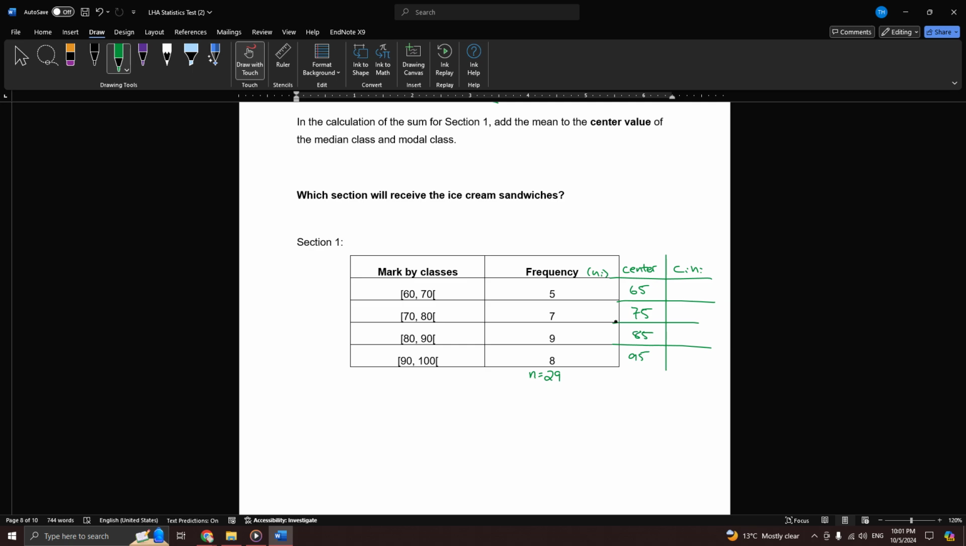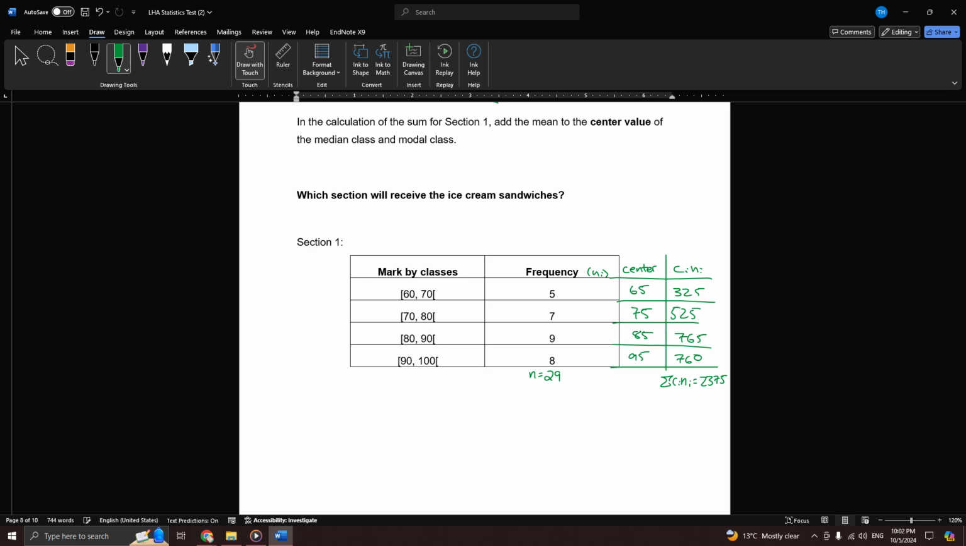Okay, so 5 times 65, that is 325. 7 times 75, that's 525. 9 times 85, that is 765. And 8 times 95, that's 760. Okay, so the sum of ci and ni is going to be how much? We're going to take those 4 numbers in my ci ni column, and we're going to add them all up together.